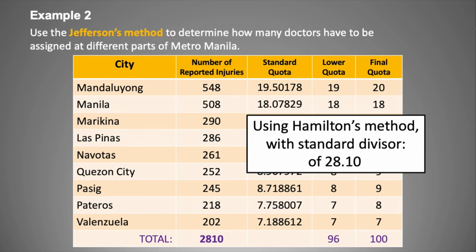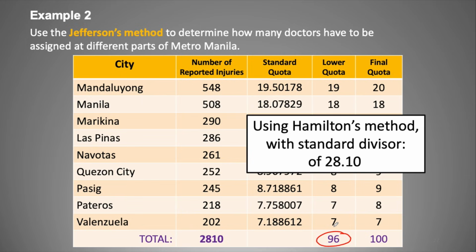Now, using the previous example wherein we're going to determine how many doctors have to be assigned at different parts of Metro Manila, we came up with the standard divisor using Hamilton's method of 28.10. And since using the standard divisor of 28.10 will lead us to the sum of lower quota, which is just 96, we have to reduce the standard divisor.